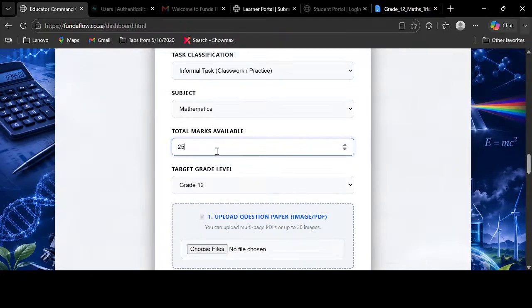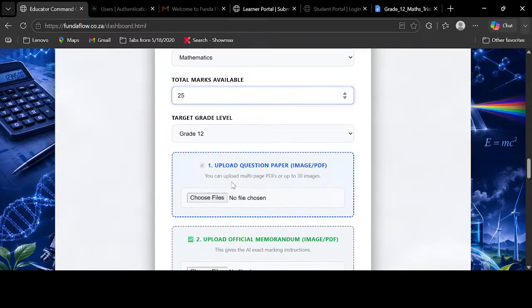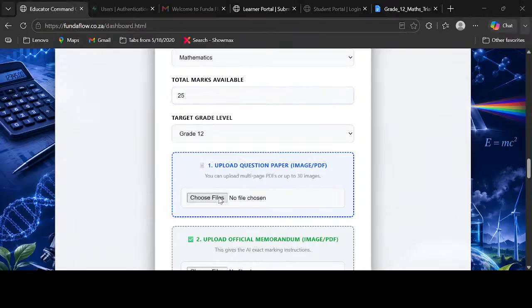Why are we doing this? Your teacher is supposed to do exactly the same thing. They are going to upload their task if they want to. They can also generate a task from the app and then just send it to you, which is what we're going to be doing today also.